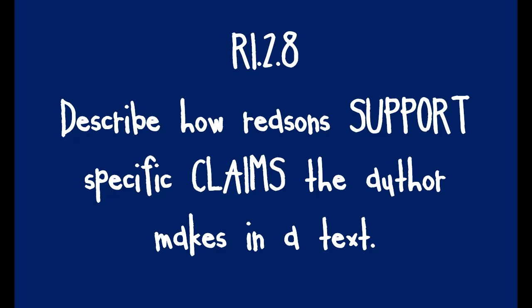This week's standard is RI 2.8, and it says that we can describe how reasons support specific claims the author makes in a text. That's a lot of fancy words, a lot of big stuff. So now we're going to break down what some of those words are in there.